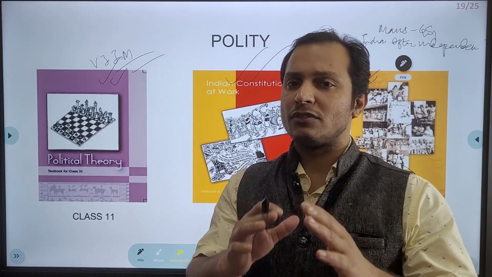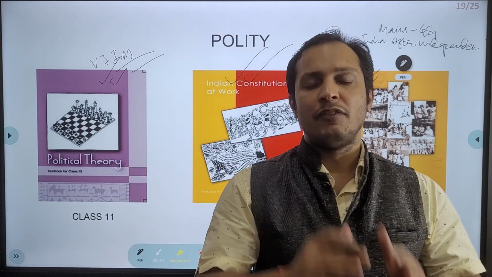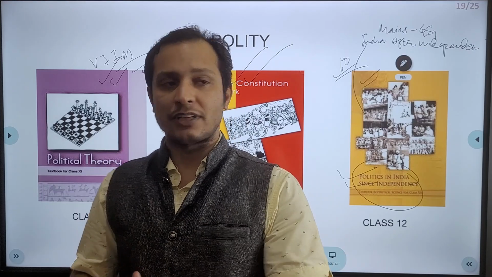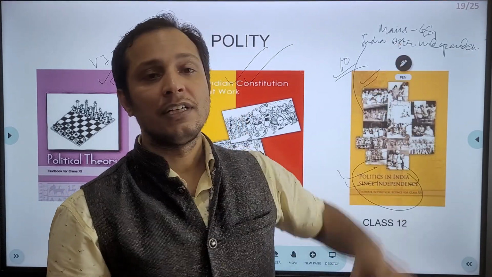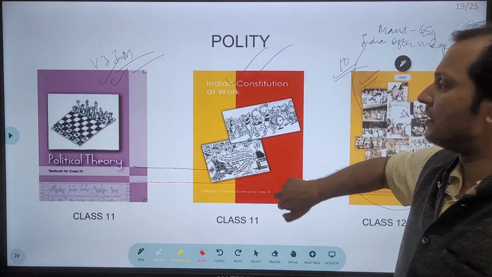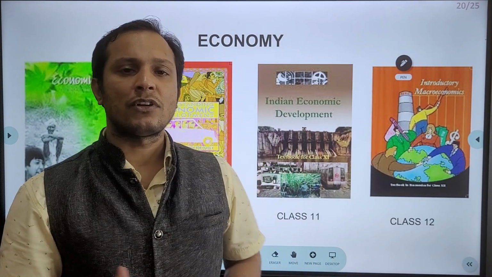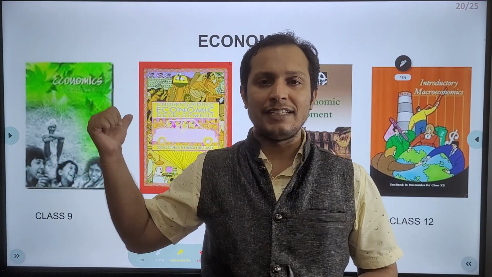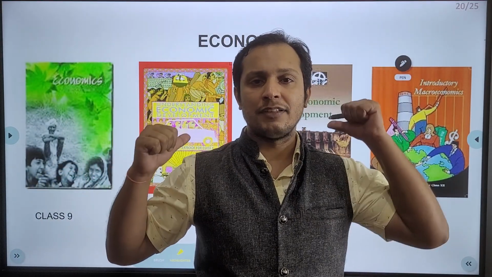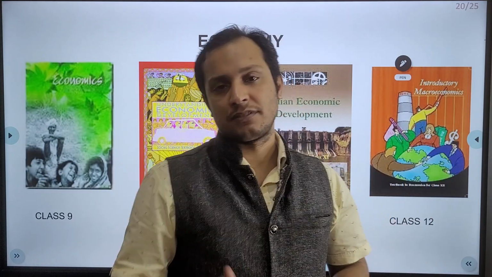Which polity books you need to read, which are essential for the prelims, which are essential for the mains. For example, this polity book is essential for India after independence. Now let us go to the next subject. The next subject is economics. In economics also you have books from 9th, 10th, 11th and 12th. So which book to start with?